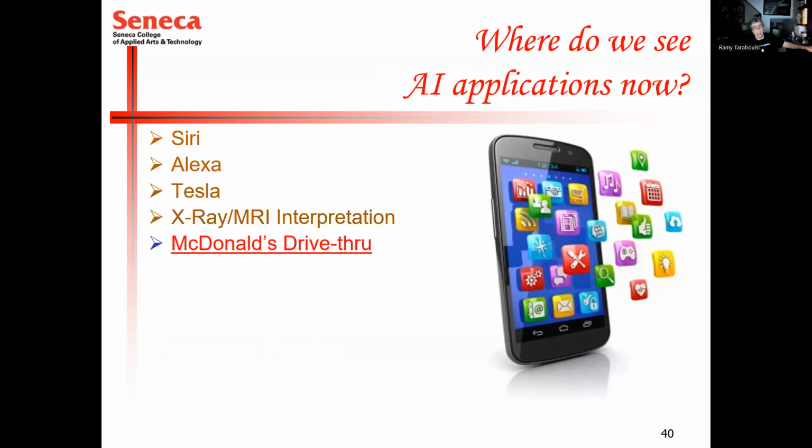Even when you go to McDonald's in the United States, you'll find out that the menu for the drive-through is dependent on the time of the day, the number of people in the car, the type of the car that you have, and so on. And the license plate, even if you've ordered before, it will know what you've ordered and show you certain things. So it's a very interesting technology that they have right now for drive-through, and it's based on artificial intelligence.